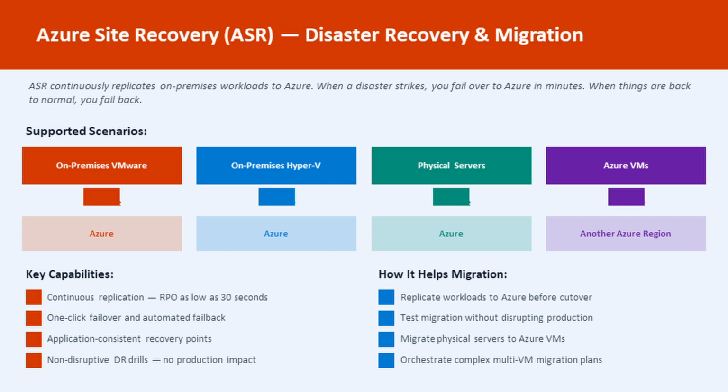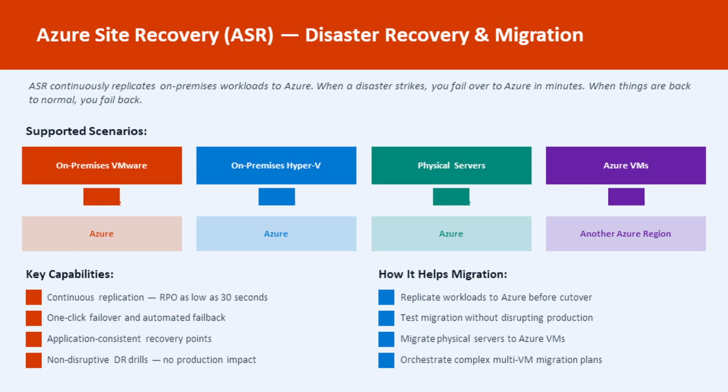Third, physical servers replicating to Azure. Even bare metal servers running Windows or Linux can be replicated to Azure, where they become virtual machines during a failover. Fourth, Azure virtual machines replicating to another Azure region. This is the scenario where you replicate Azure VMs from one region, say East US, to another, like West Europe, for regional disaster recovery.